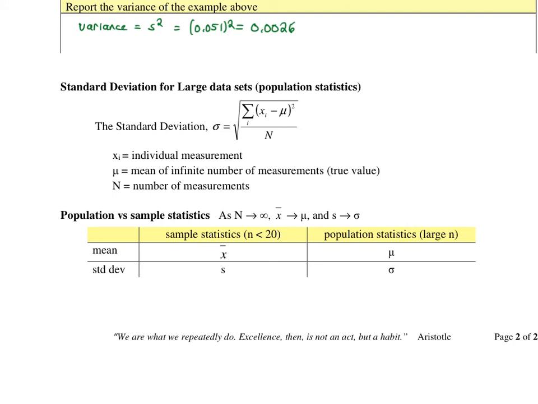As we mentioned before, there are differences between population statistics and sample statistics. You see that there's significant similarity. However, the sample standard deviation is replaced with the standard deviation sigma, and the mean is replaced with the true value. In general, as n goes to infinity, as you have more samples, more replicate measurements, x bar goes to mu and s goes to sigma.